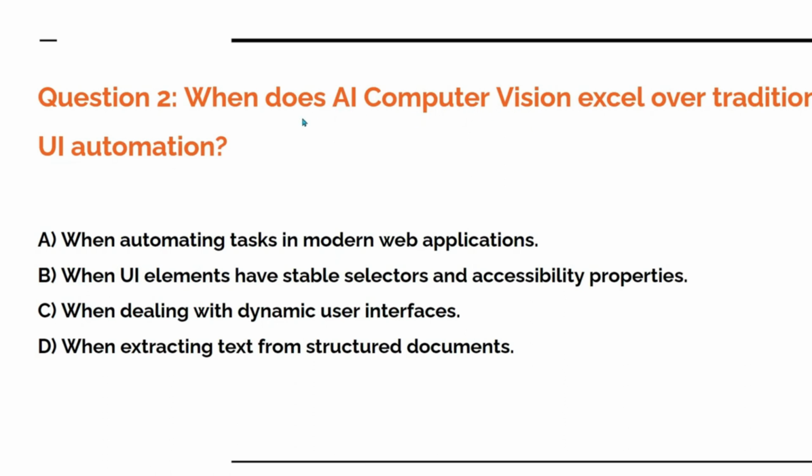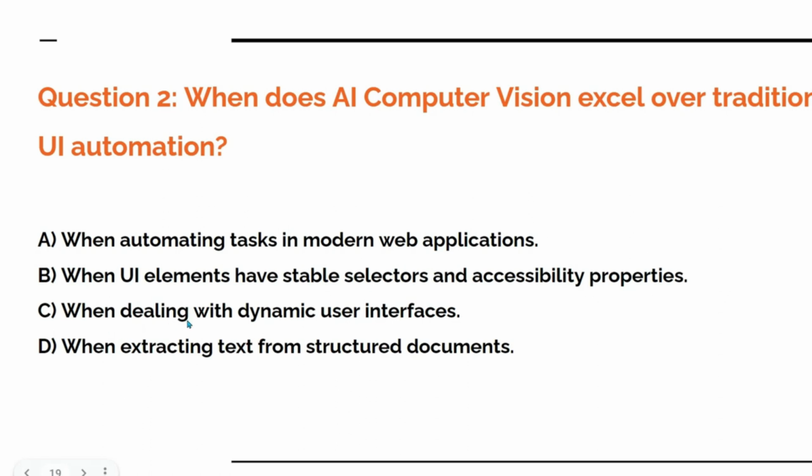The next question: when does AI computer vision excel over traditional UI automation? It is saying when it excels, that means when it works, right? Options are: A. When automating tasks in modern web applications. Now see, when such questions come, you have to select the most appropriate one. Sometimes a few of the options would look okay, this is also right, but you should select the most appropriate one. B. When UI elements have stable selectors and accessibility properties. Stable means you have to go for UI automation. This is a wrong answer, right?